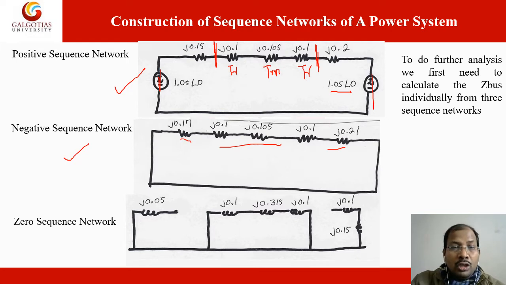And for the zero sequence, you know this is bus 1, this is bus 2.